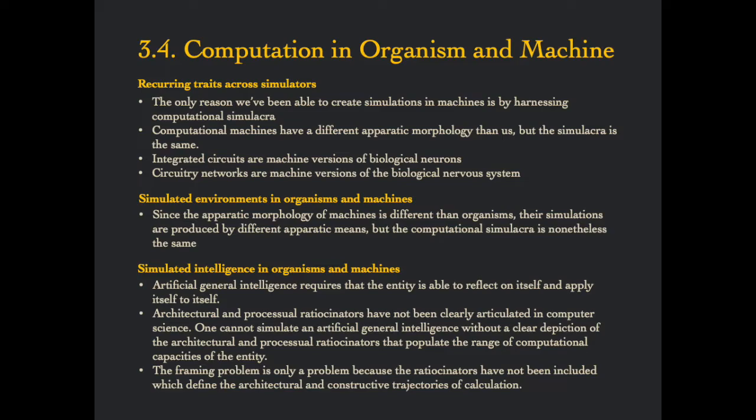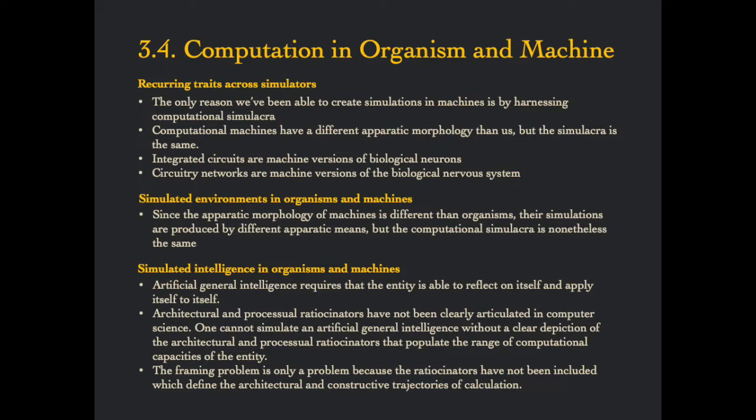you can't simulate an artificial general intelligence without a clear depiction of the architectural and processual ratiocinators that populate the range of the computational capacities of the entity that you're trying to replicate. If we want to have computer machines that are able to behave like people, we have to be able to account for the different means of computation in terms of their architectural and processual ratiocinators.